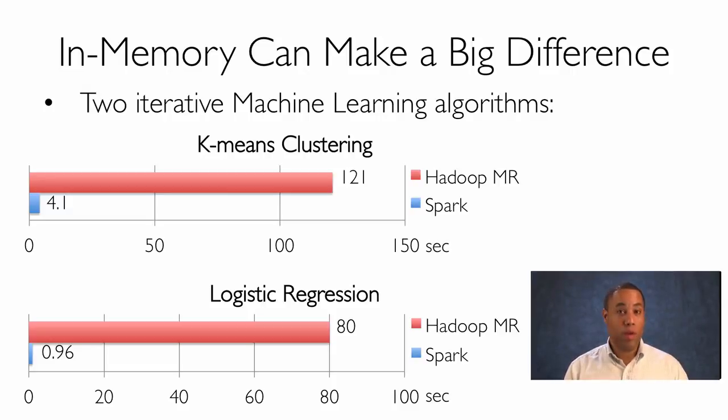In red, we have Hadoop MapReduce, and you can see it takes 121 seconds to complete that machine learning algorithm, whereas Spark takes 4.1 seconds. For logistic regression, it takes MapReduce 80 seconds to complete the execution, whereas Spark completes execution in less than a second.